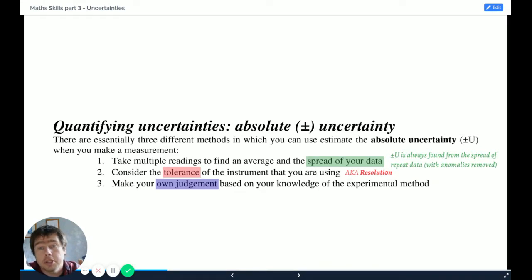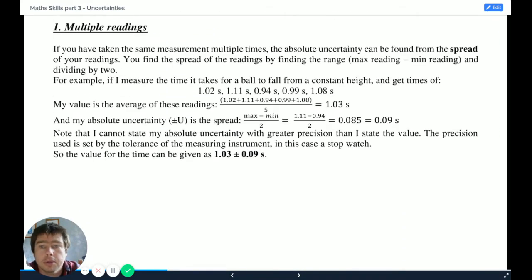So I'm going to use some judgment and knowledge about the measurement that I've taken to identify what the quality of that measurement is. And it's always best to err on the side of pessimism, really. So state that you are more uncertain than you think your lower bound of uncertainty is. So we're going to talk through those three things.